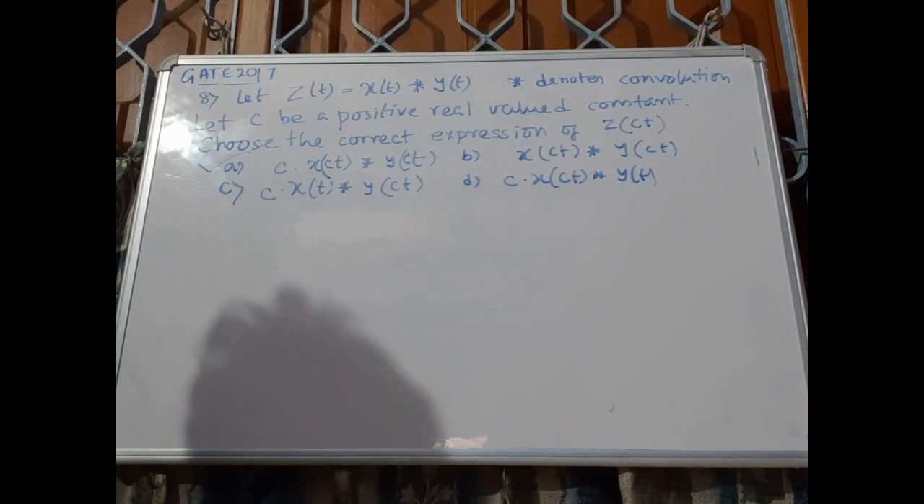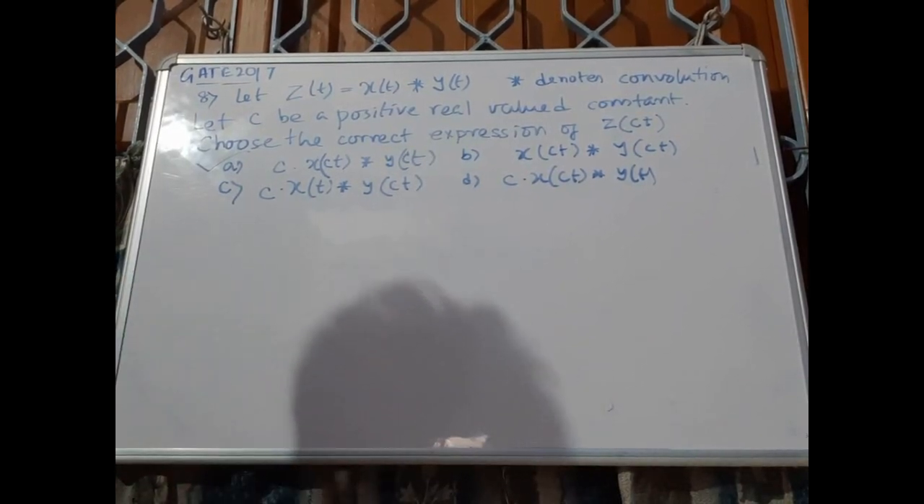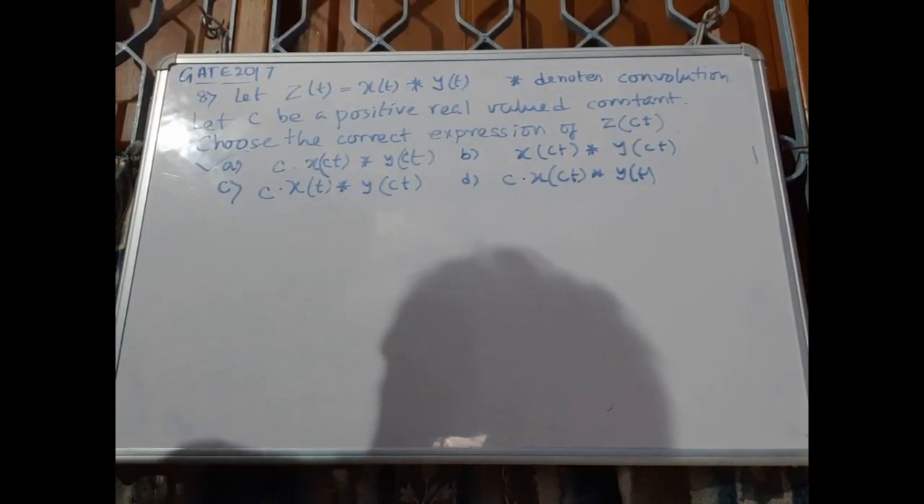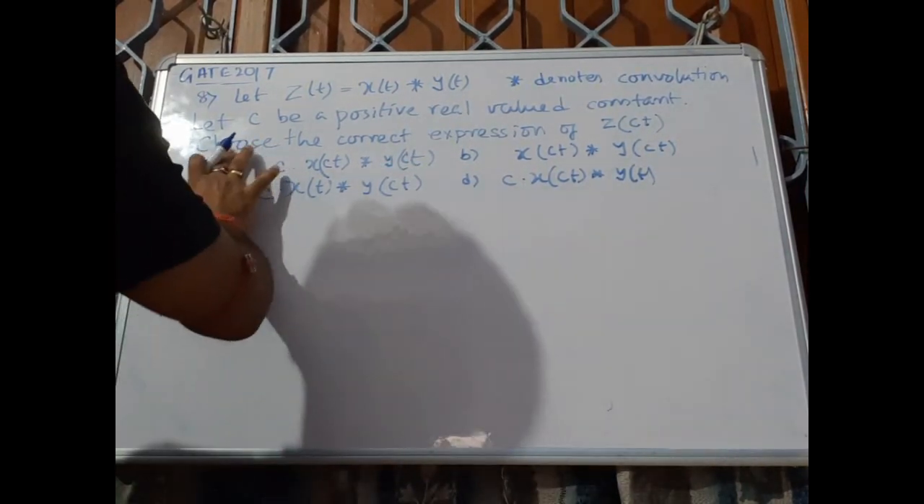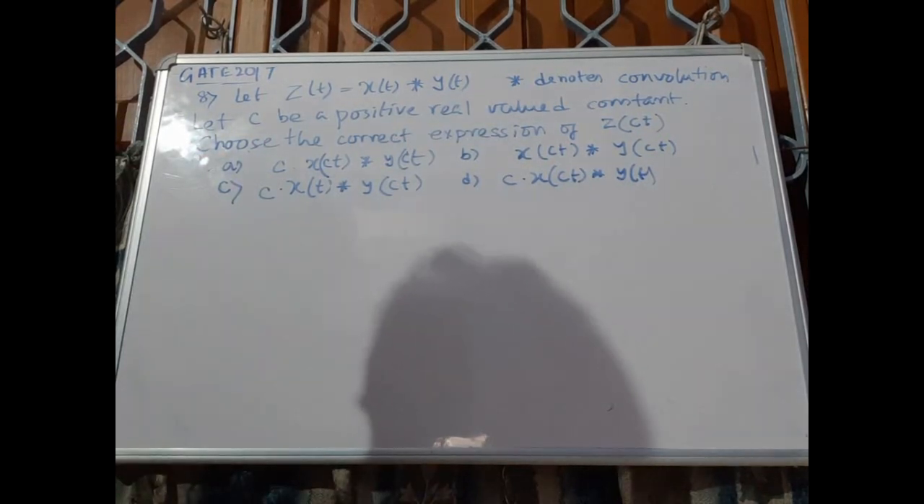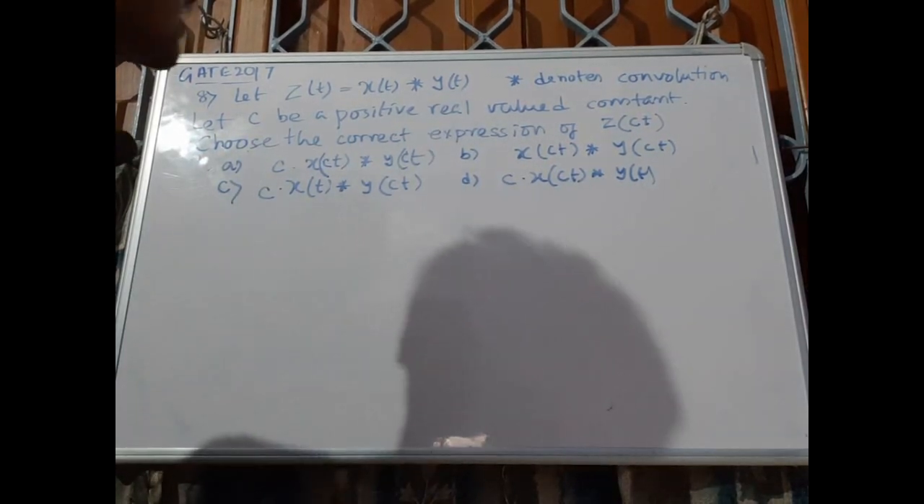So this is problem number 8 of GATE 2017. Let z(t) equal x(t) star y(t), where star denotes the convolution operation. Let C be a positive real valued constant. Choose the correct expression of z(Ct).